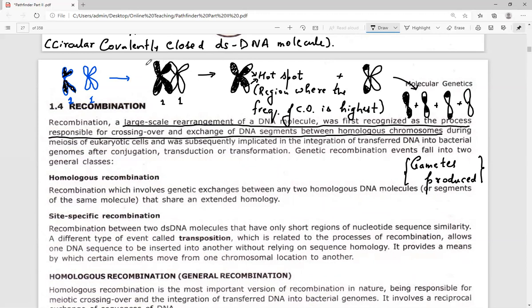Crossing over always takes place between non-sister chromatids. These are the non-sister chromatids. These two are sister chromatids. These two are sister chromatids. And these two are non-sister chromatids. These two are non-sister chromatids.